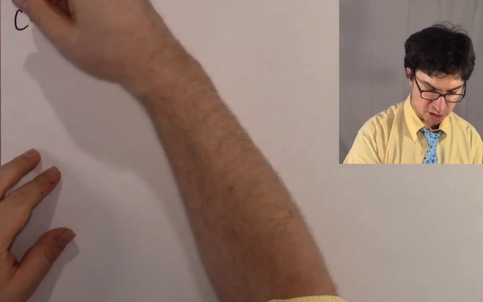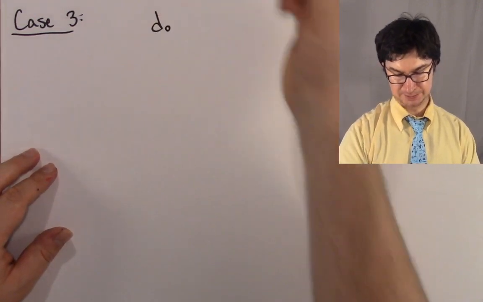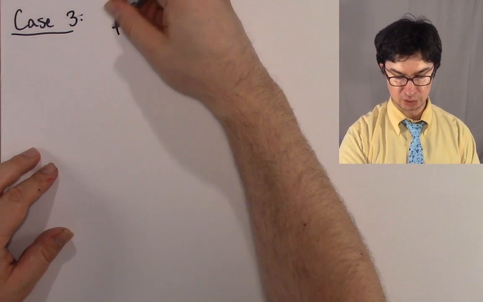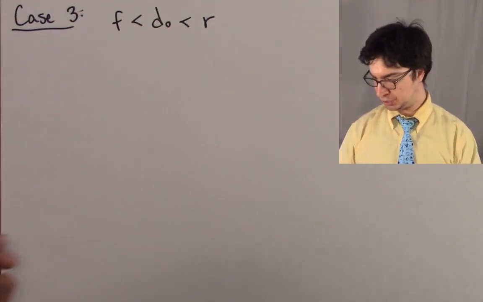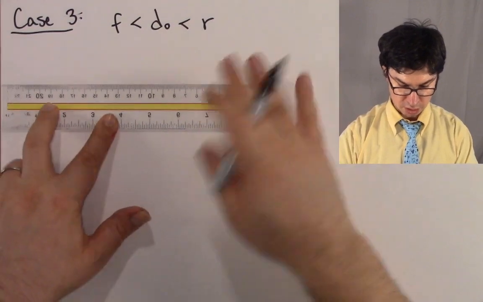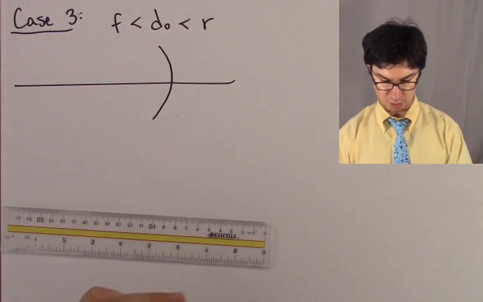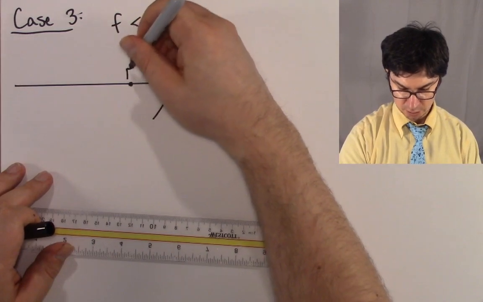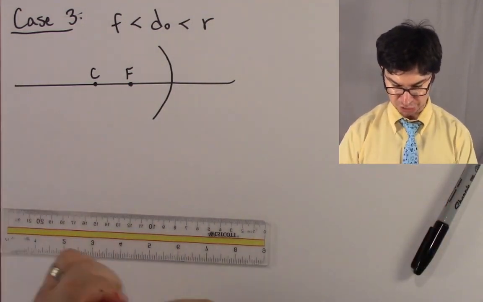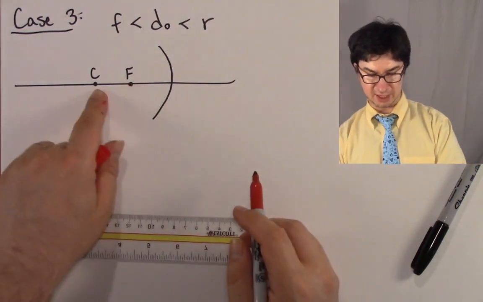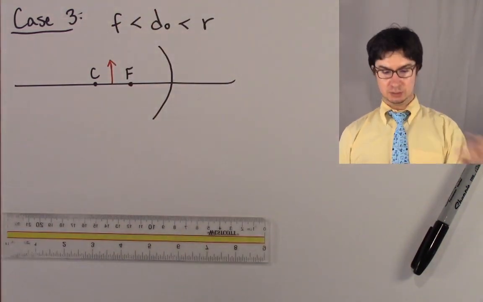So case 3 is another interesting case where the object distance is going to be greater than the focal length, but it's going to be less than the radius of curvature. Okay, so in this case, let's draw our picture. Let's get our ruler. Let's draw the principal axis. Here is our concave mirror. Let's label our focal point F. Let's label the center of curvature C. Okay, and now we're going to place an object between the focal length and the radius of curvature. So we're going to put it right here. Okay, and we're going to see what happens.